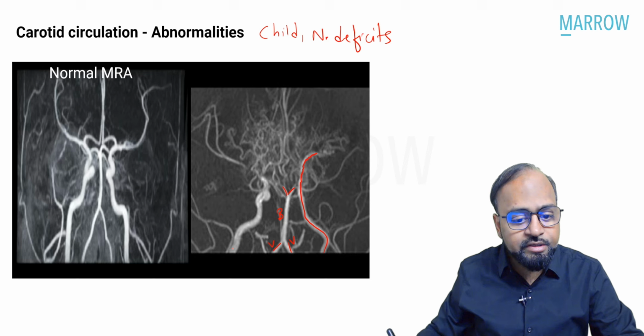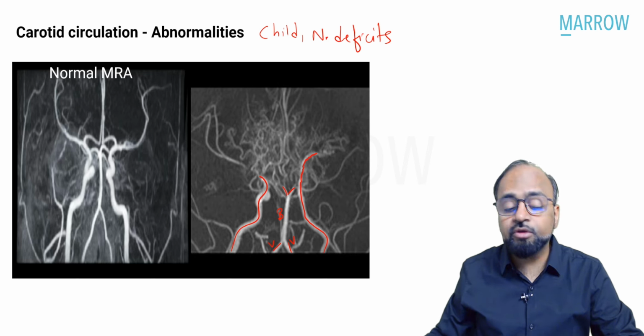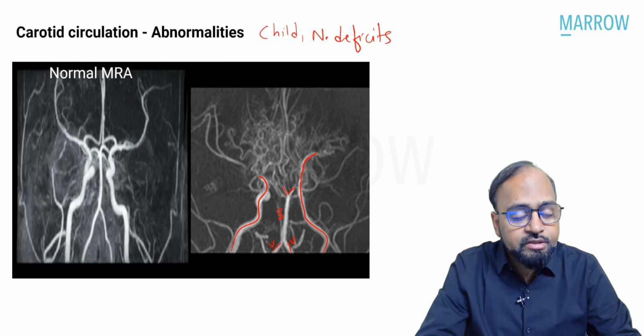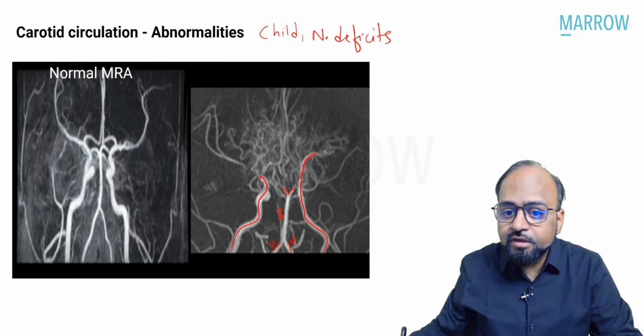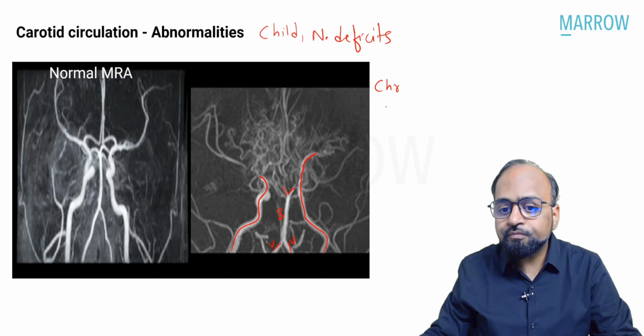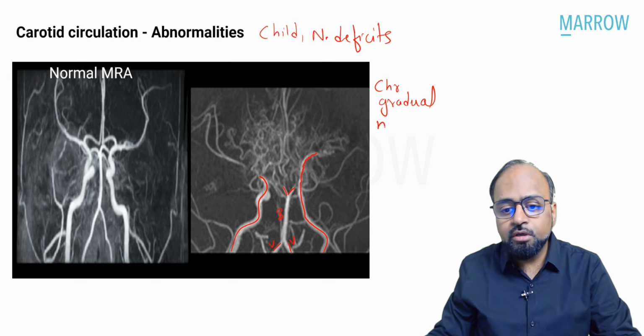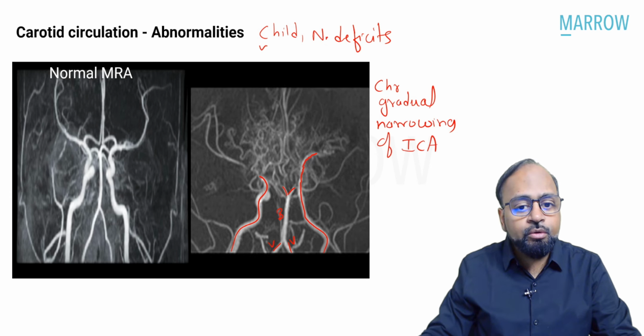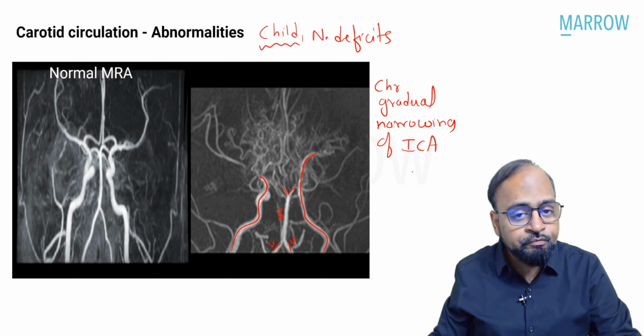What is happening on the right is similar. You can see the right ICA up to this point, but then you're no longer able to see the branching of the ICA into middle and anterior cerebral arteries. So what is happening here is a chronic gradual narrowing of the bilateral internal carotid arteries, right? A peculiar condition affecting children, right?